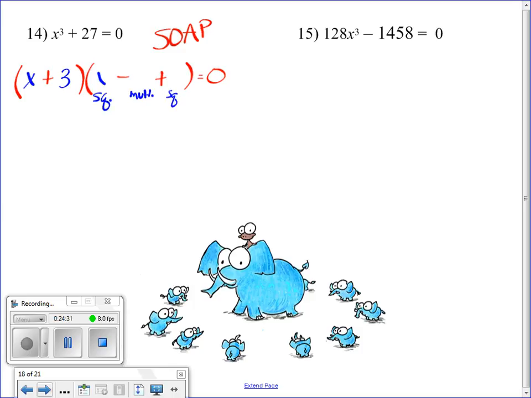X squared. Multiply them together. What's x times 3? 3x. Square the last one. That is 9. That is factored. And again, it's a matter of you got to memorize that. Questions so far on the factoring?